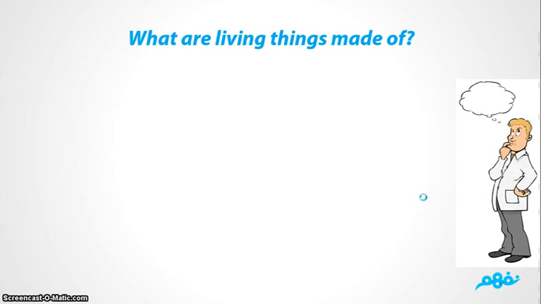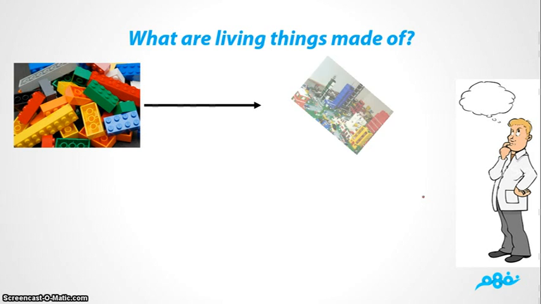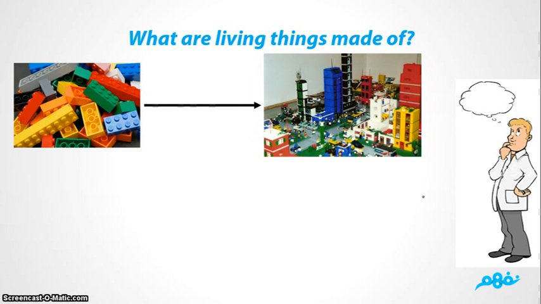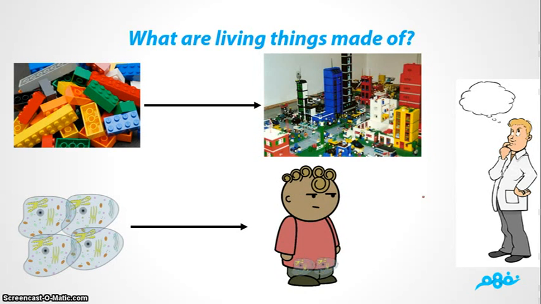Okay, now another question is, what are living things made of? You know, when we were kids, we used to play with Legos that look different. And those small pieces of Legos could be used to make a whole city. Look at that, it's great. We can think of cells in the same way: they're very small, tiny units, but we cannot see them with our own eyes, and all together they join up to make living organisms.